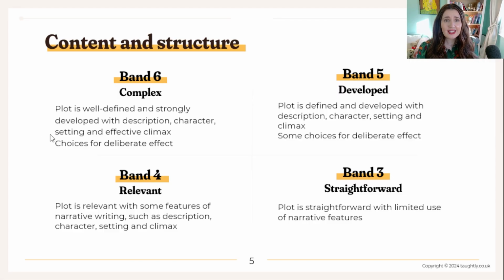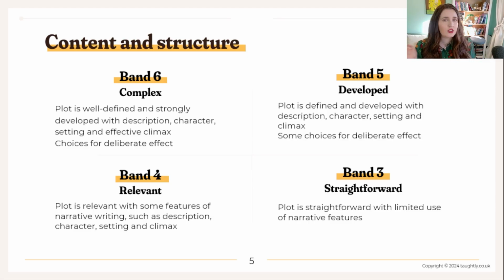A setting. So not just generically could be set anywhere. Why not Tokyo in the 1950s? Why not Beijing in 2025? Why not Manchester at Christmas time? So you need to get really specific with your setting, thinking both when and where your story is set.